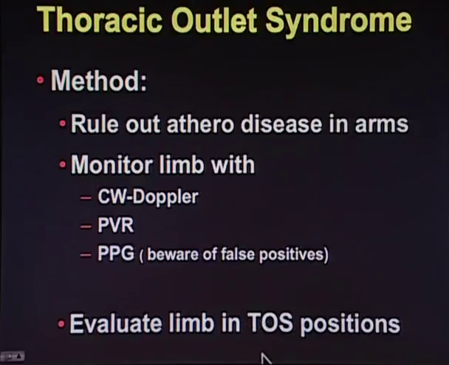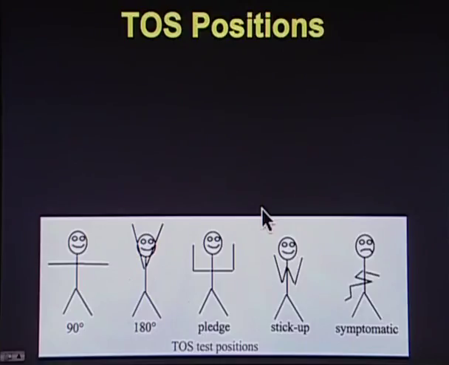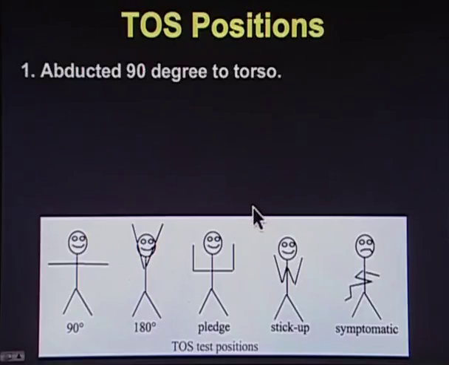We start out in a resting position with the patient sitting comfortably on the bed, and we evaluate the perfusion to both arms. Then we evaluate in what are called the standard thoracic outlet positions, and that is with the arm abducted 90 degrees to the torso in this position. If you have a system capable of measuring bilaterally, whether pulse volume recording or PPGs, then you can do both arms at the same time. Otherwise, just do it unilaterally.